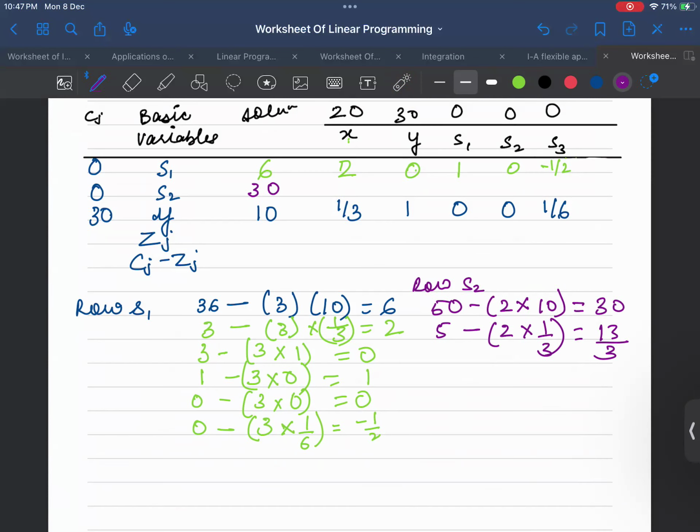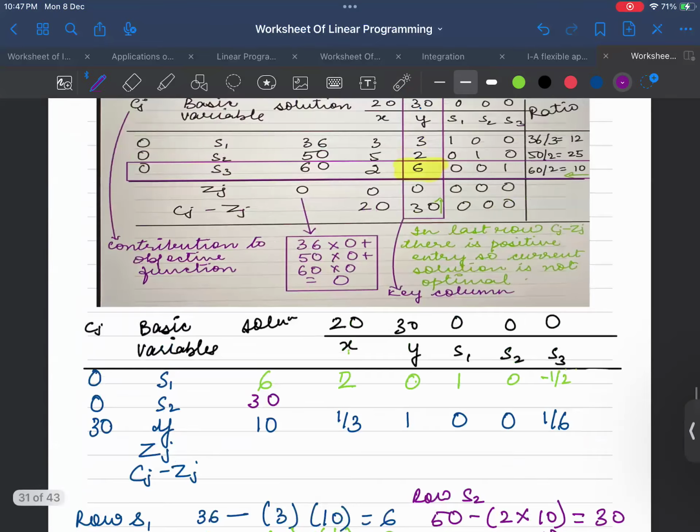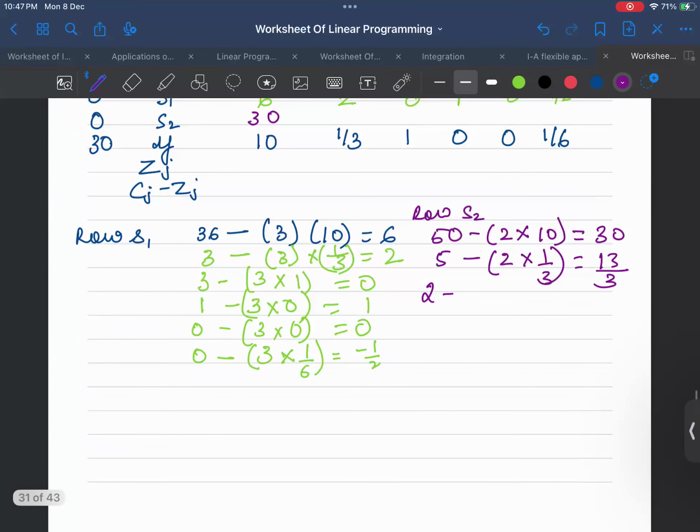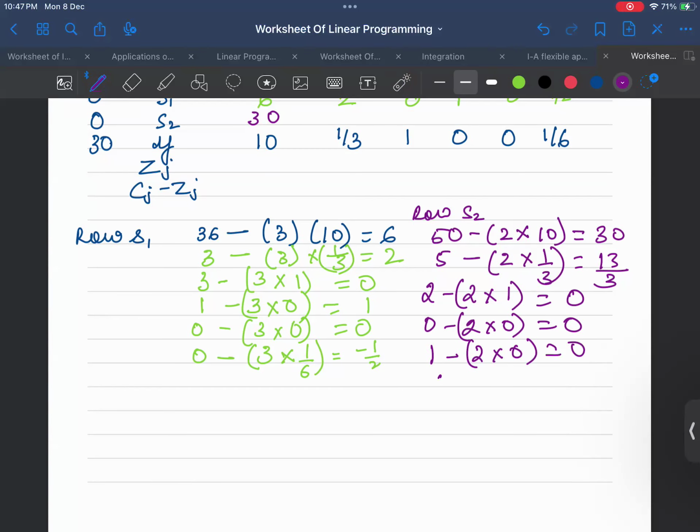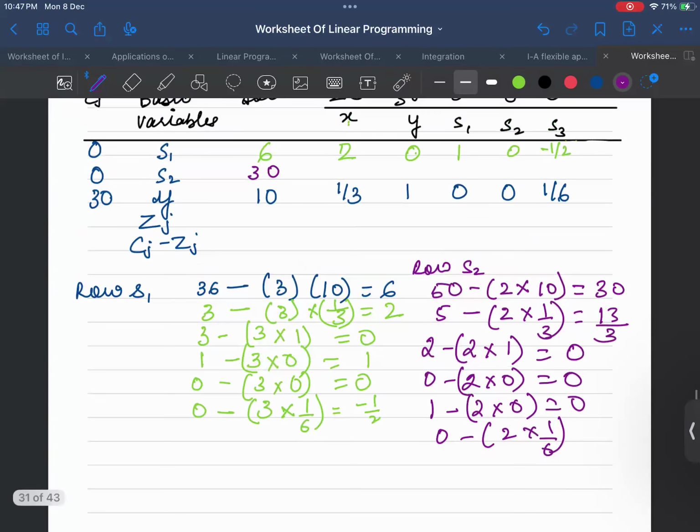In the same way, we will calculate for column y. For column y it was 2, we can see this column had 2. For this, 2 minus 2 multiplied by 1 is 0, then 0 minus 2 multiplied by 0 comes out to be 0, then 1 minus 2 multiplied by 0 is 0. I think it's clear now how we are solving. 2 multiplied by 1/6, because it is 1/6, we get the value minus 1/3.